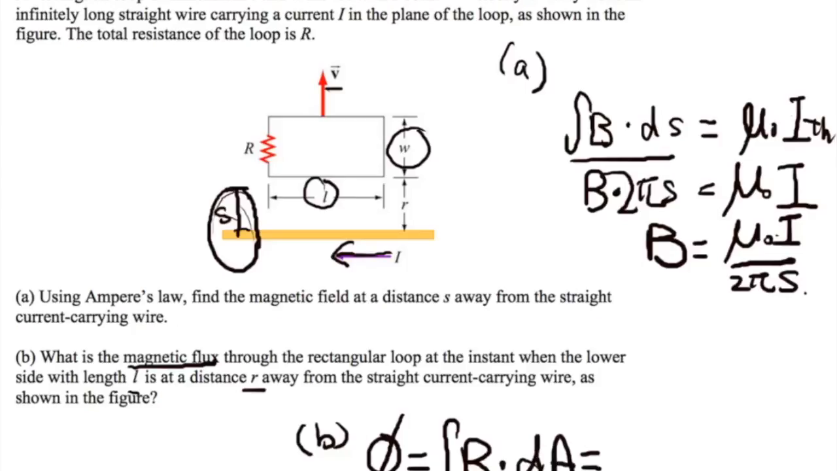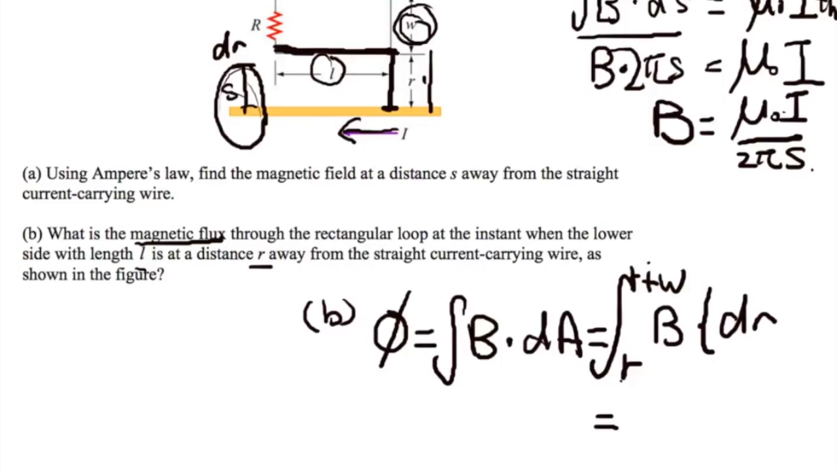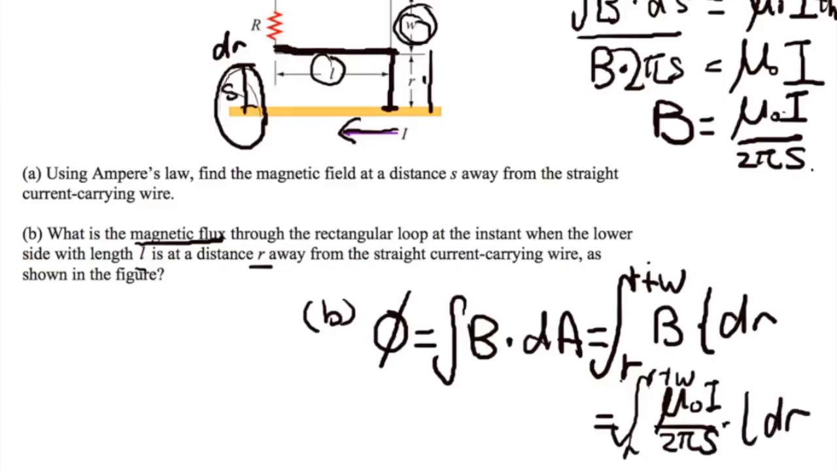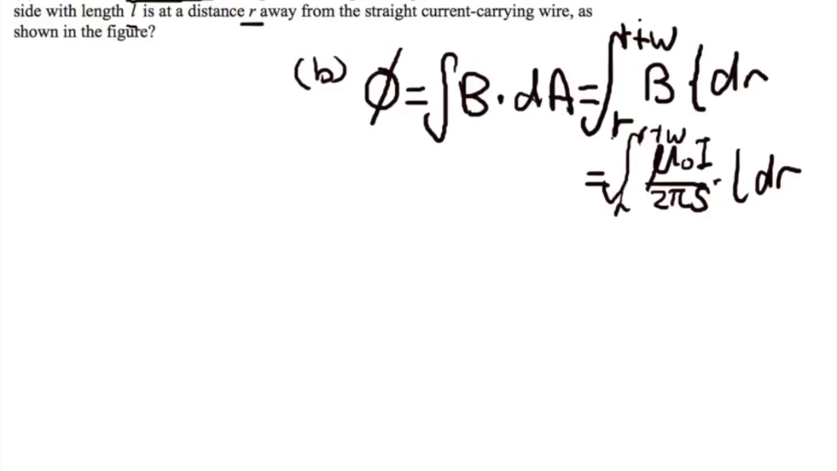Since the loop is from here to here, we plug in the magnetic field here, and then we integrate the whole thing, and boom. Since we have to integrate the s, we can change dr into ds.